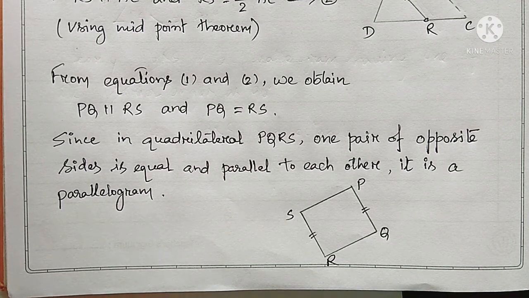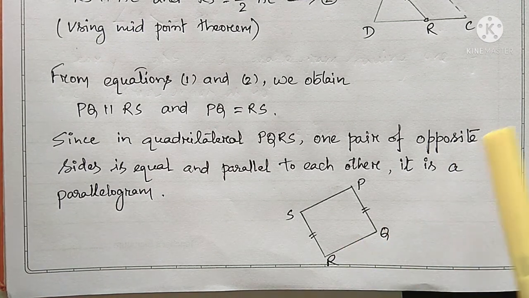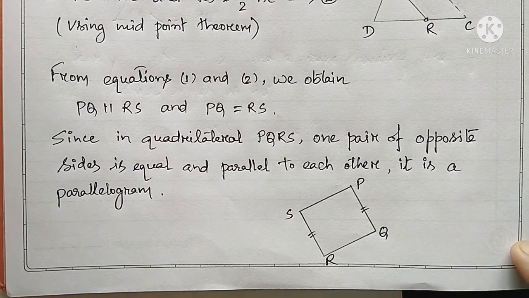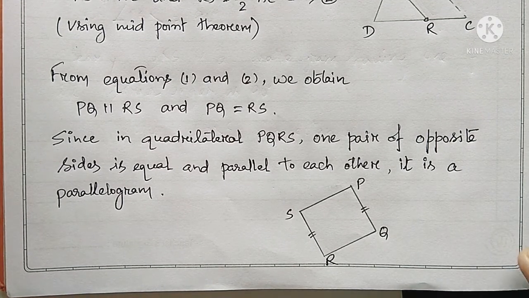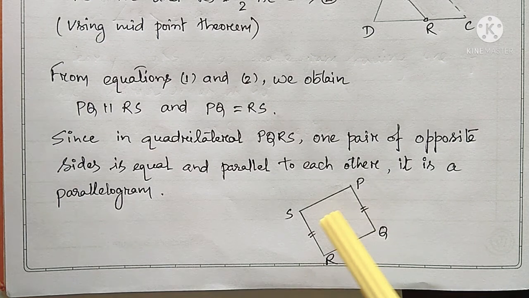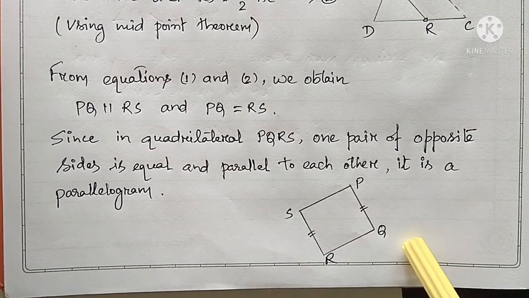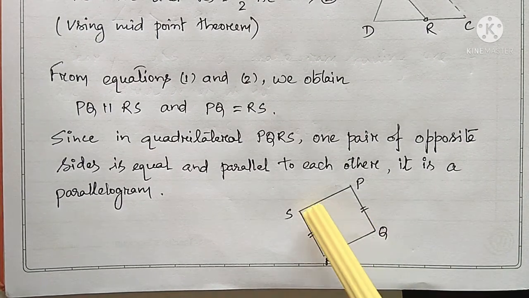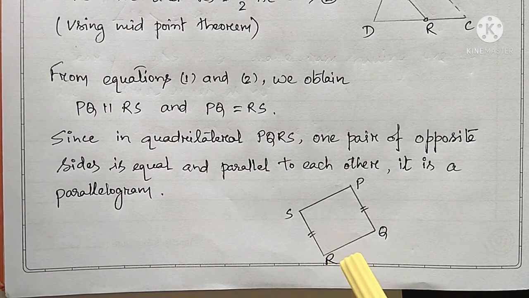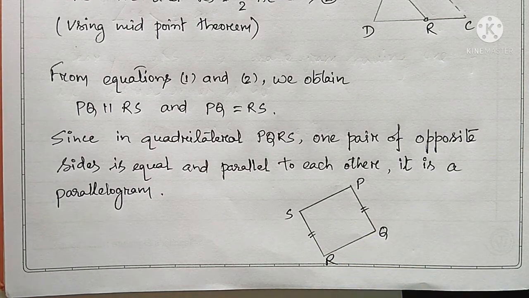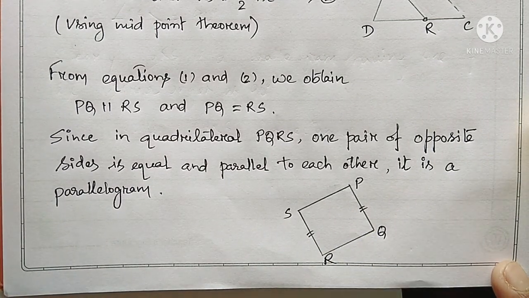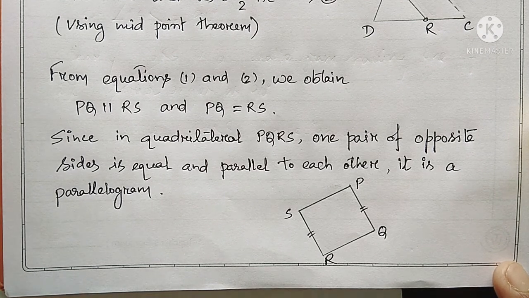The property of a parallelogram is what? Opposite sides are equal and parallel. So one part is proved here. Is it clear? One part is proved, opposite sides are equal and parallel. And the next part is what? If we prove any one angle is 90 degrees, then our proof is complete. Is it clear? Okay.